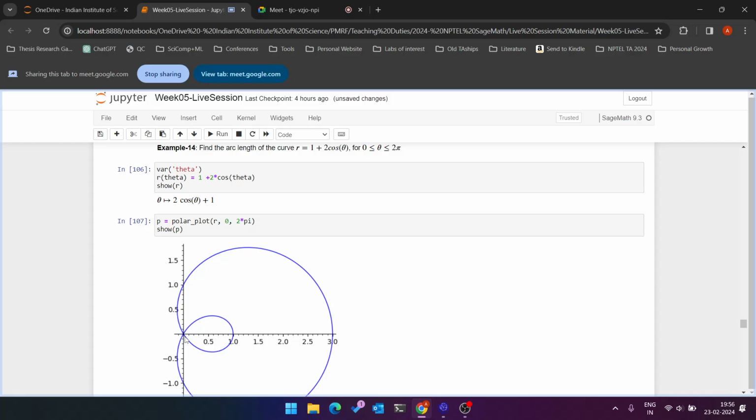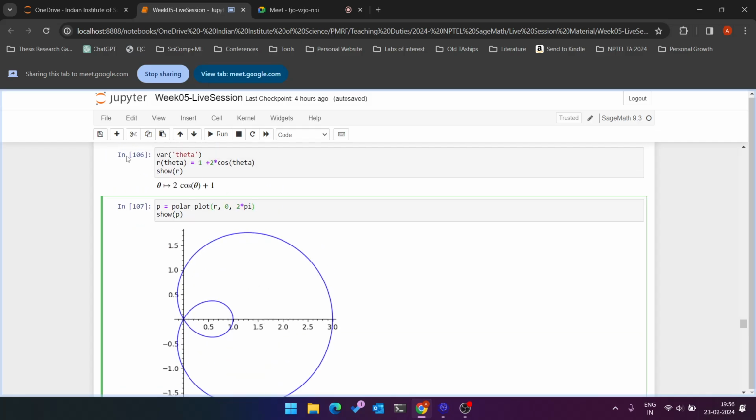At theta equals 3 pi by 2, my r becomes 1. Sorry, it's twice of cos theta. At theta equals pi, my r becomes minus 1. So it's going like this, flipping around, r becomes negative, then again r becomes positive.